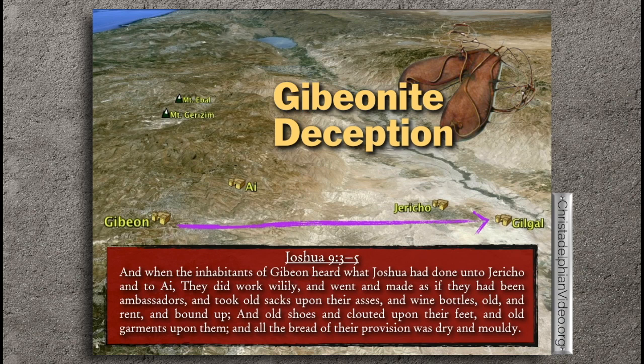So the inhabitants of Gibeon, we read in Joshua chapter 9, just over a page or so, heard what Joshua had done unto Jericho and Ai. They did war wilily, and they went and made as if they had been ambassadors and took old sacks upon their donkeys and wine bottles, old and rent and bound up, and old shoes and clotted on their feet, old garments upon them, and the bread of their provision was dry and moldy. And they come and they convince Joshua that they're from afar. And Joshua makes a league with them. And what he doesn't do is consult God.